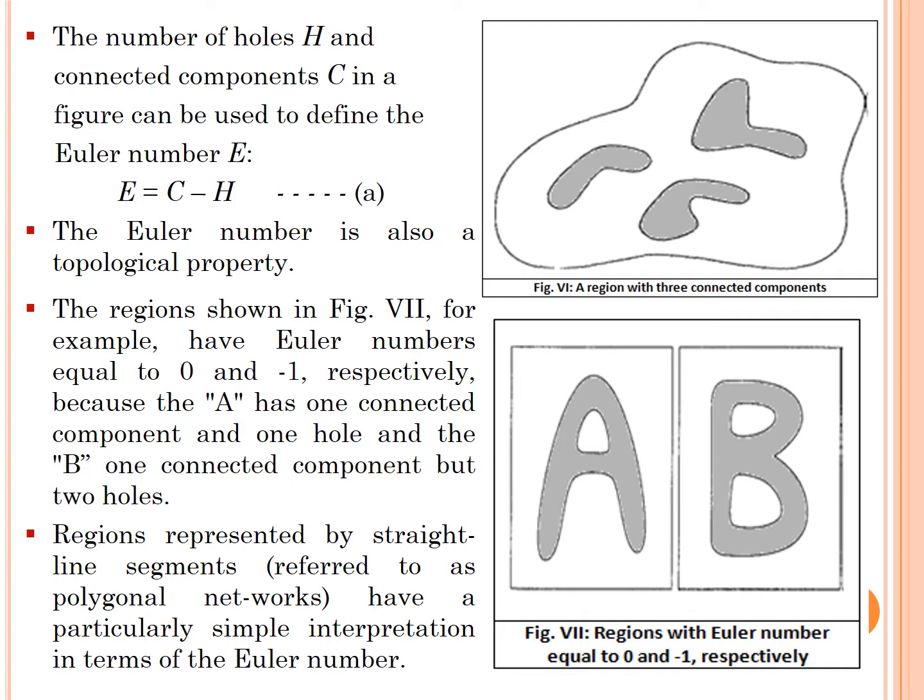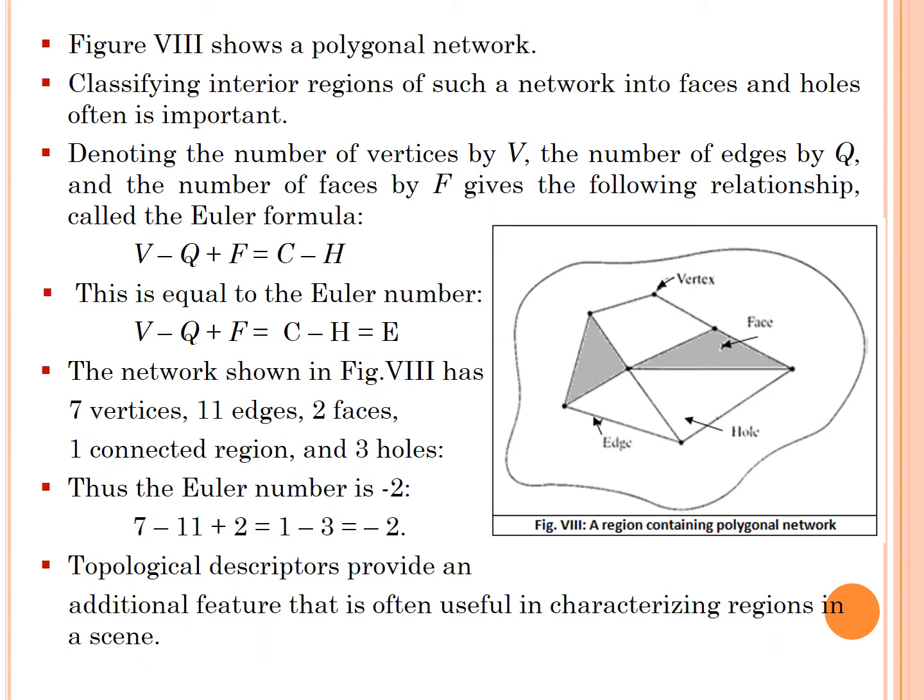Regions represented by straight line segments, referred to as polygonal networks, have a particularly simple interpretation in terms of Euler number. Figure 8 shows a polygonal network. Classifying interior regions of such a network into faces and holes often is important.